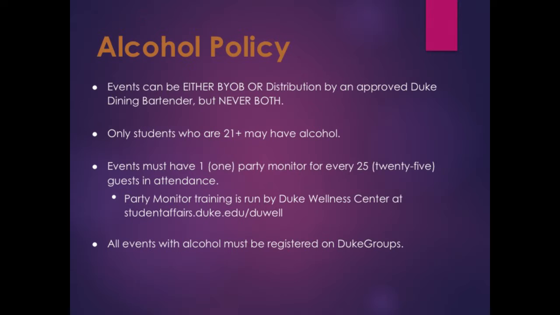Student organization events can be either BYOB or distribution by a Duke dining bartender, but never both. Only students who are 21 or older may have alcohol. Events must have one party monitor for every 25 expected attendees. Party monitor training is run by Do Well, and you can sign up for training on their website. All events with alcohol must be registered on Duke Groups.